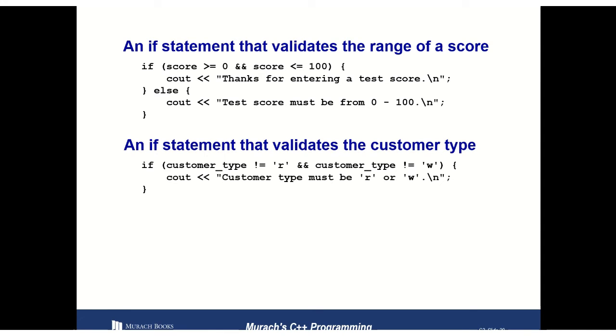Now, there can be an if statement that validates the range of a score. So score is greater than or equal to 0 and score is less than or equal to 100. That means your score is within 0 and 100, right? And if statements can validate the customer type. In the second case here, this is about verifying a character variable with a character reference. Okay.